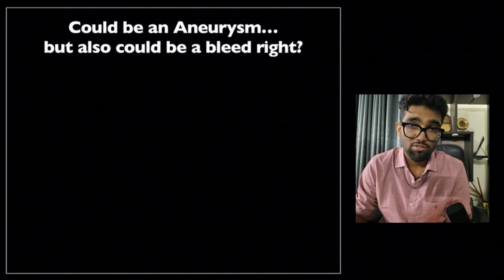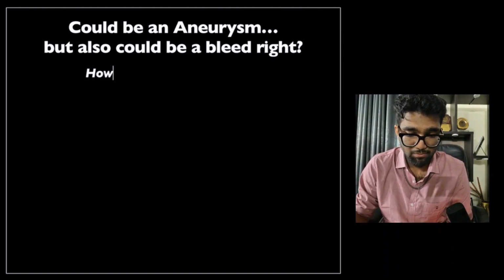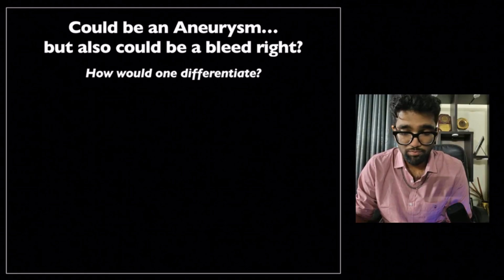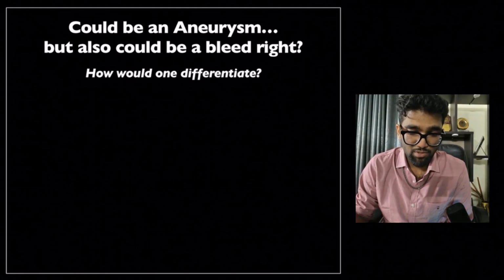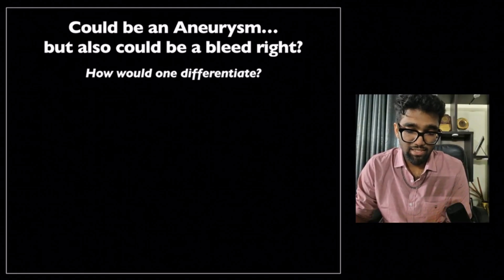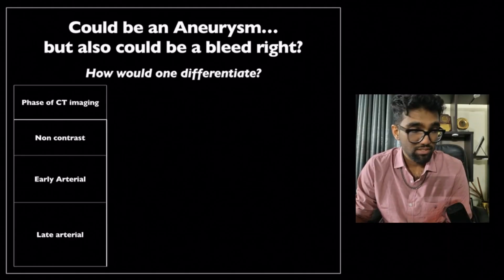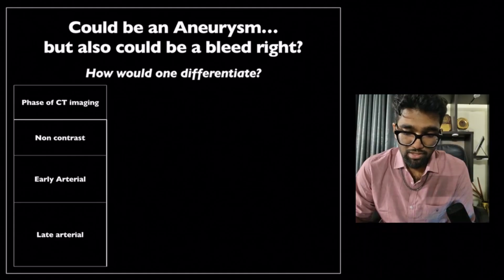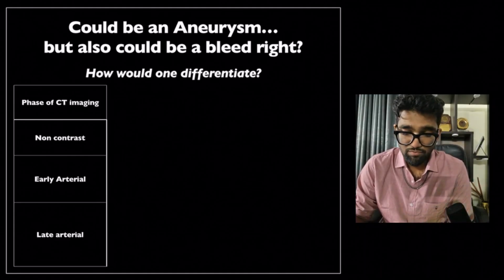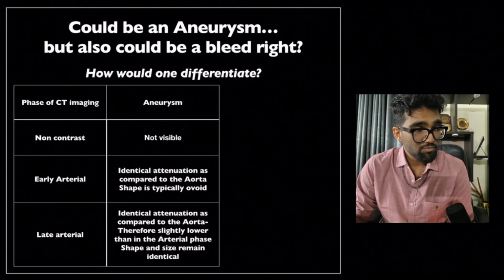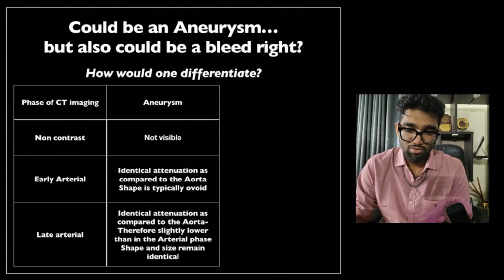So see, it could be an aneurysm. It could also be a bleed coming out from an aneurysm or from a damaged vessel in general. So how would one differentiate the two? Basically, what we do is we have to look at the images serially during three phases. That is the non-contrast phase, the early arterial phase, and the late arterial phase. In case of an aneurysm, as you can imagine, when there is no contrast, the aneurysm is not going to be visible because the contrast only highlights the vessel, and otherwise the aneurysm is obviously not going to enhance since it's part of the blood vessel.